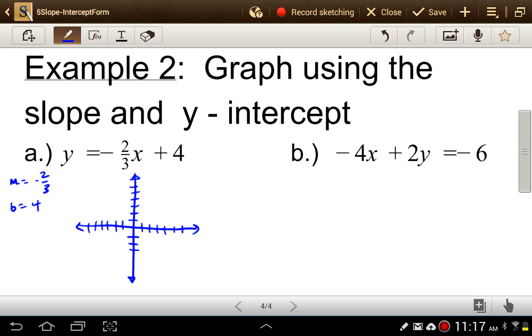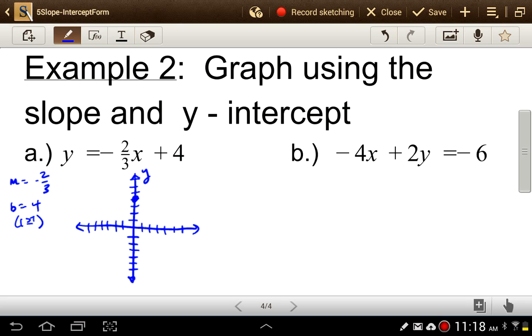Okay, now what I'm going to do is I'm going to start with the y-intercept. I'm going to graph that first. It's easy. Where does it cross the y-axis? The y-axis, remember, is your vertical axis. So it crosses right there. So I'm going to put my first dot there. Our slope is negative 2/3.